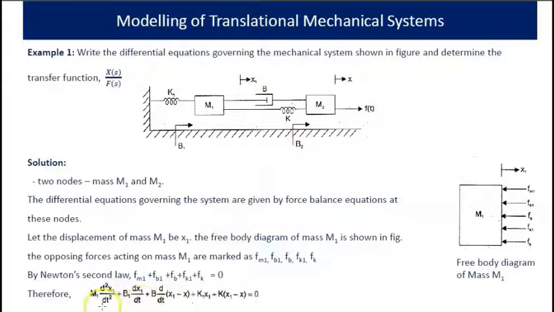So the equation is m1 d square x1 by dt square plus b1 dx1 by dt plus b into d by dt of (x1 minus x), since b is connected between two nodes, plus k1 x1 plus k into (x1 minus x) equal to 0. In this way you have to write the equation.